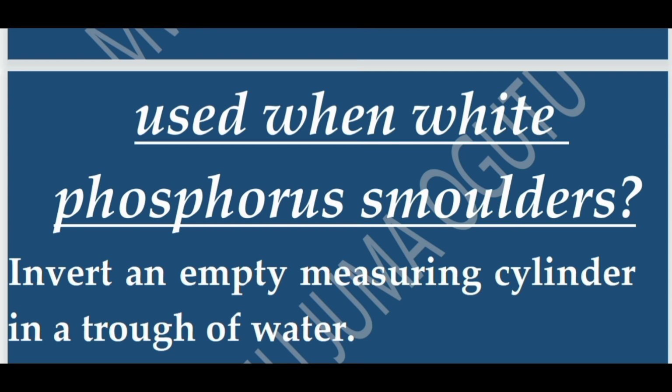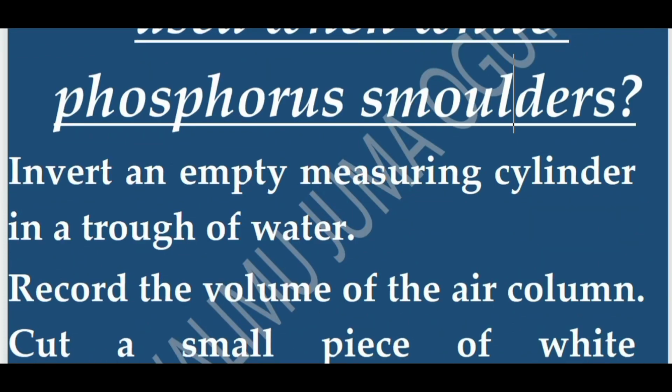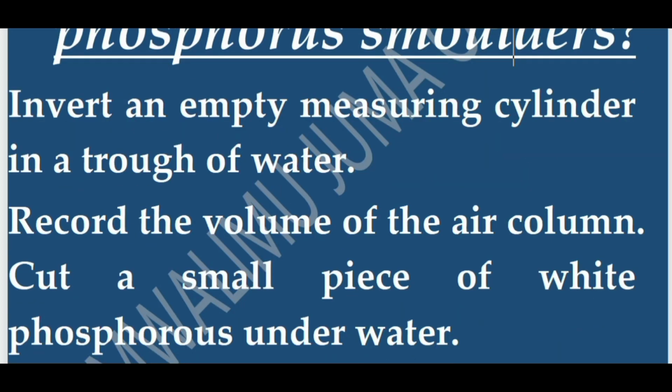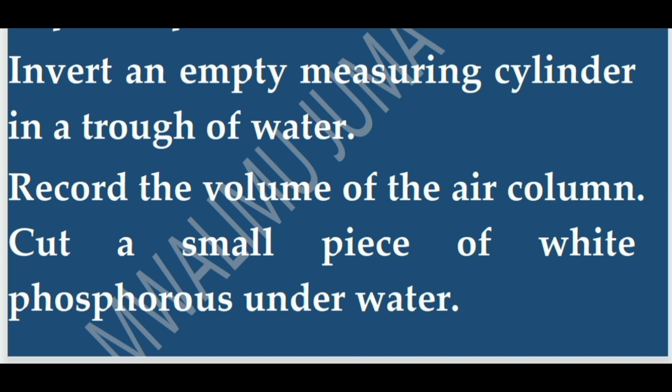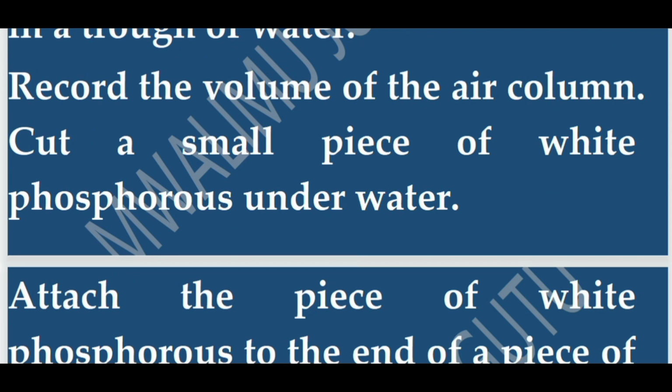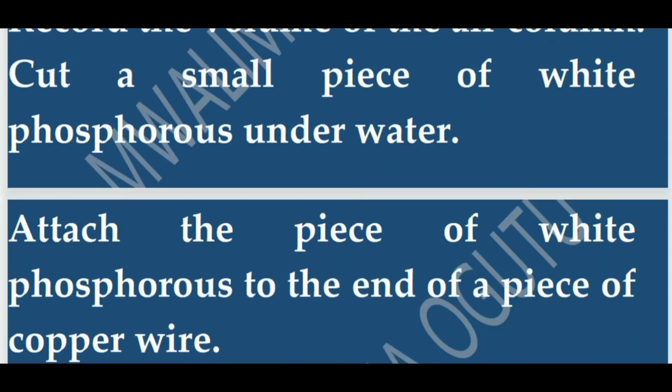So the procedure: we invert an empty measuring cylinder in a trough of water. Then we record the volume of the air column. We cut a small piece of white phosphorus under water, to prevent it from reacting with air. Under water, we attach the piece of white phosphorus to the end of a piece of copper wire.